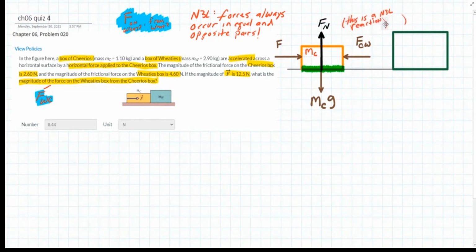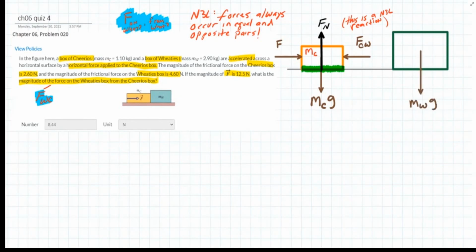Okay. Just doing some housekeeping here. What's my free body diagram? So I'm going to do the weight force acting on the Wheaties center of mass. This is mass of the Wheaties times G.